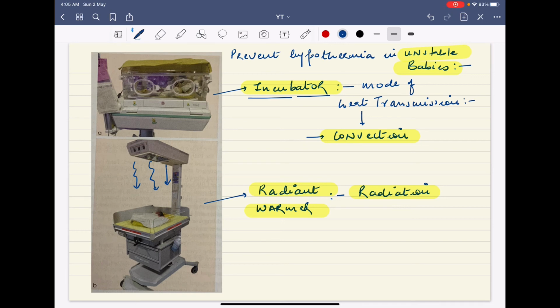So remember this, these are the two instruments which are used to prevent hypothermia in babies, which is the most common condition observed in low birth weight babies, and also sometimes they are used for unstable term babies. If there is some kind of problem and the baby is unable to maintain the temperature, these can always be used. So try to remember all these three images. These are constantly being asked in your exam.